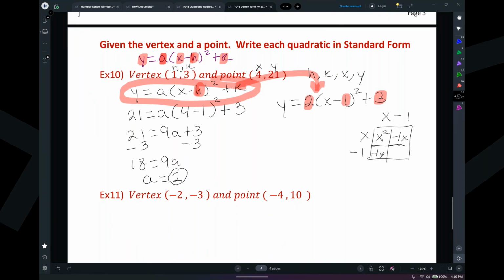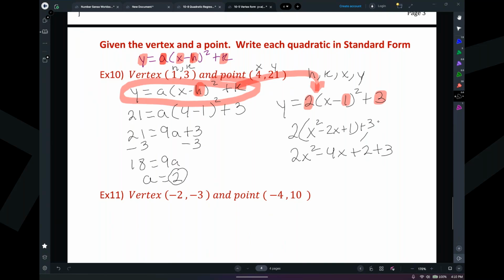I get x squared, I get negative 1x, I get negative 1x. You should do this really quick, right? So you get 2 times x squared minus 2x plus 1, plus 3. And then all you have to do is distribute the 2. So you get 2x squared minus 4x plus 2 plus 3. So our final equation is y equals 2x squared minus 4x plus 5. If I graph that, I would notice that the vertex would be 1, 3.